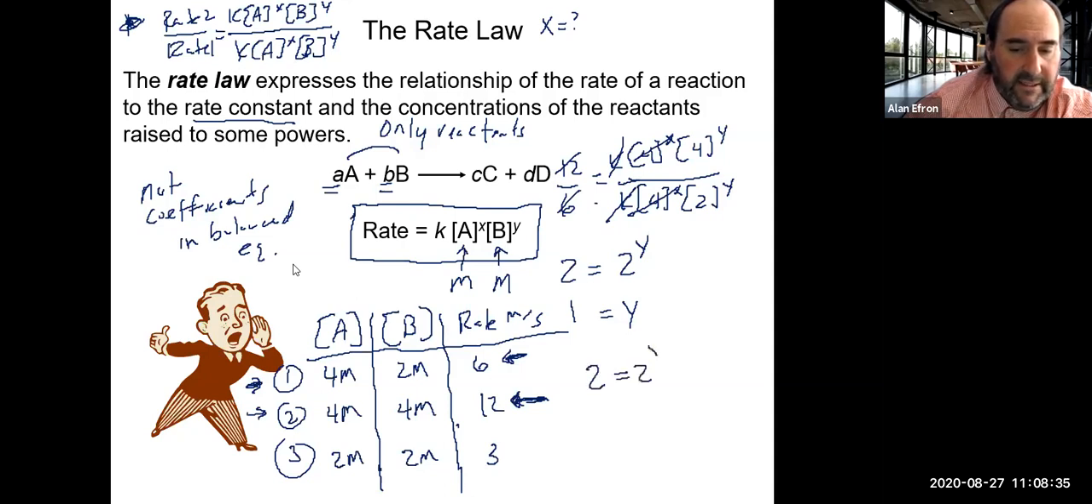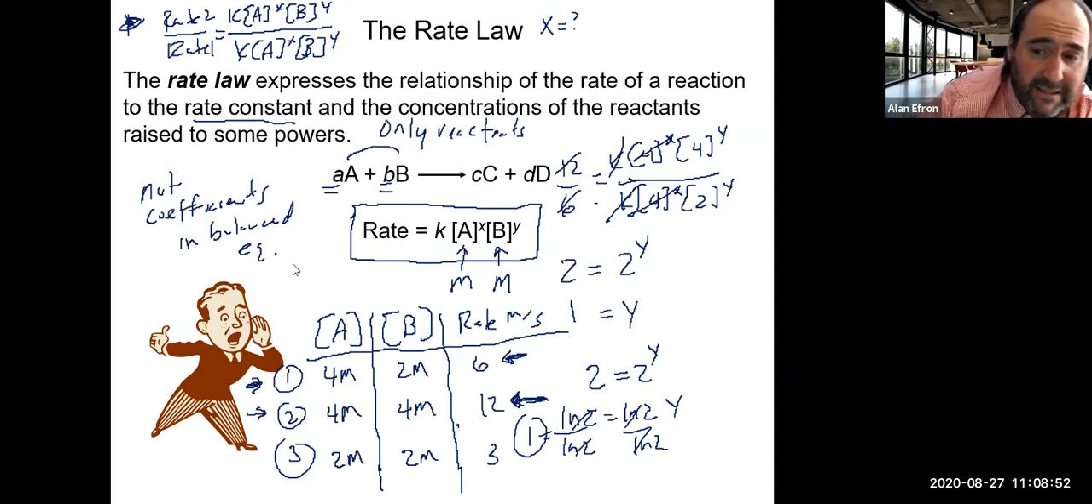By the way, if you're not sure how to actually solve that, or if you don't get pretty numbers like so, you could take the natural log of both sides, and that will drop the Y down, and divide by the natural log of 2 to both sides. And you will end up with Y is equal to 1. And sometimes you may need to do that. You could also take the log of both sides if you want.